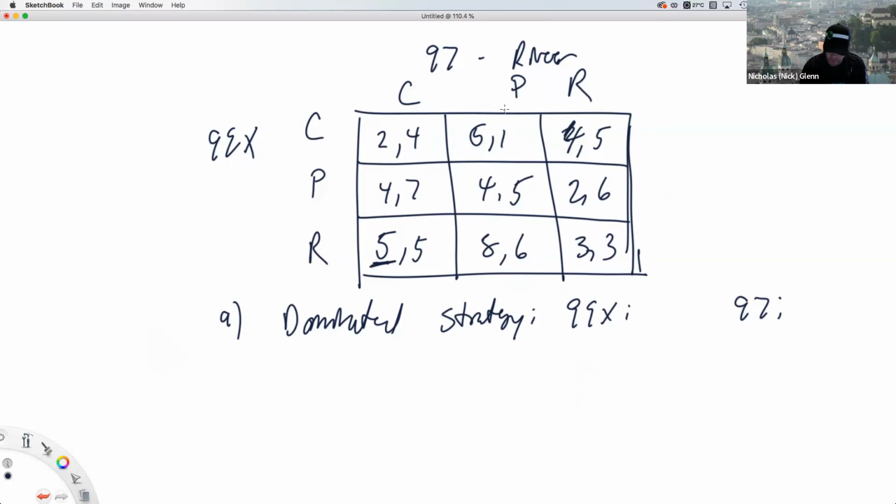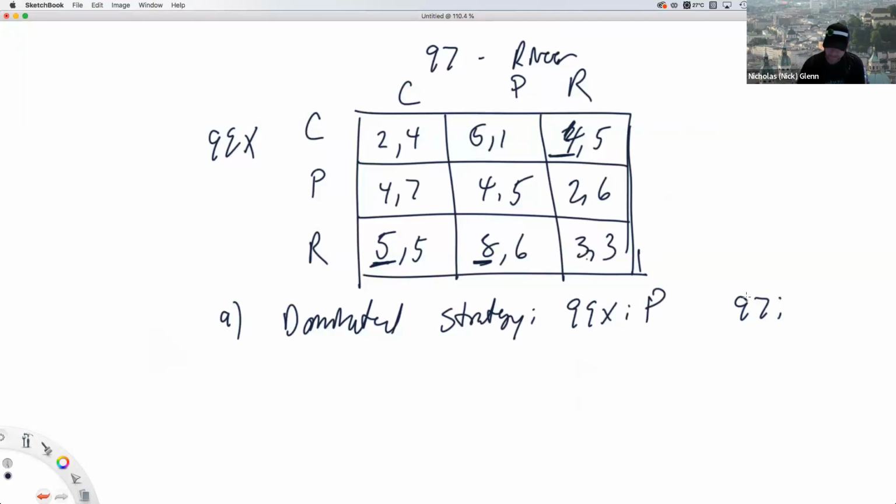What if the River chooses to play pop? Well, rock is the highest payout for 99X here. 8 is better than 4 or 5. What if the River plays rock? They have a choice between 4, 2, and 3. Well, they're going to play country in that case. They won't play rock. So is there a dominated strategy for 99X? Yeah, they would never play pop.